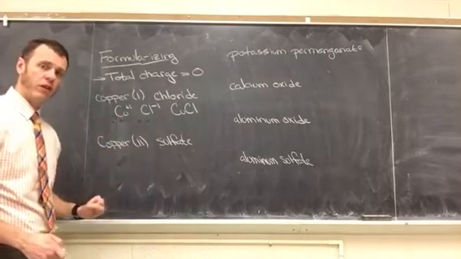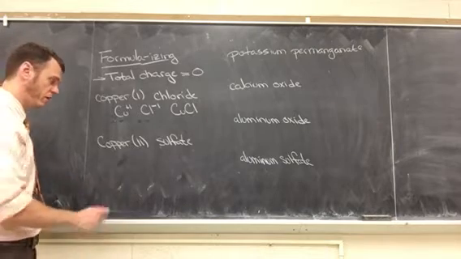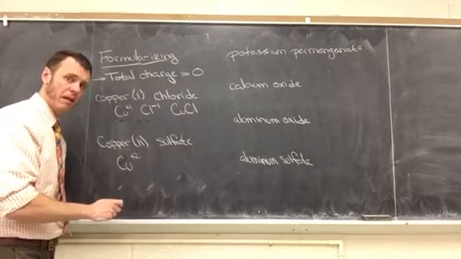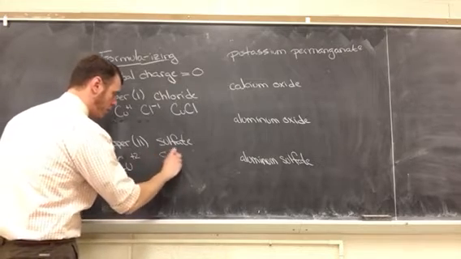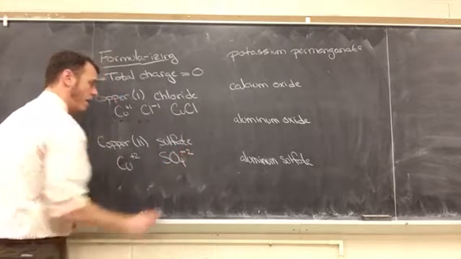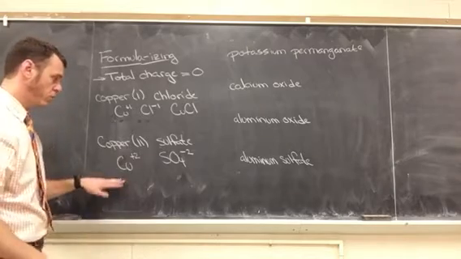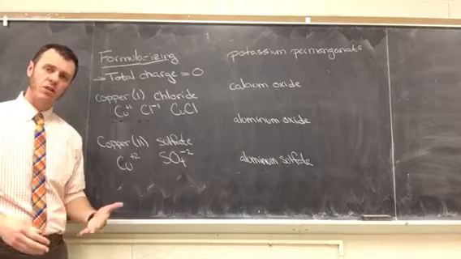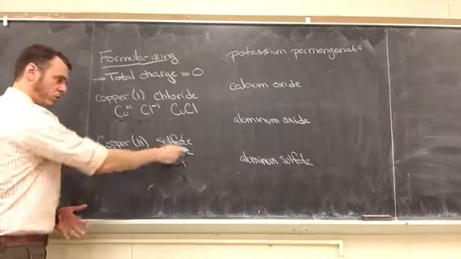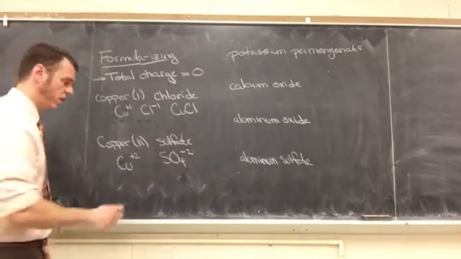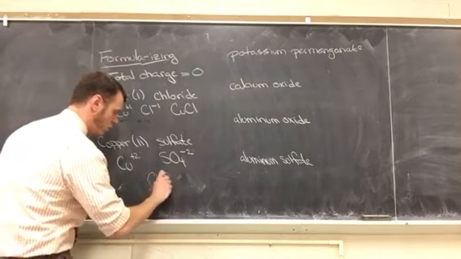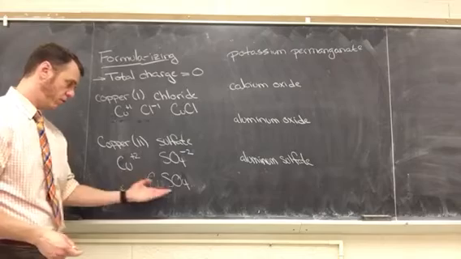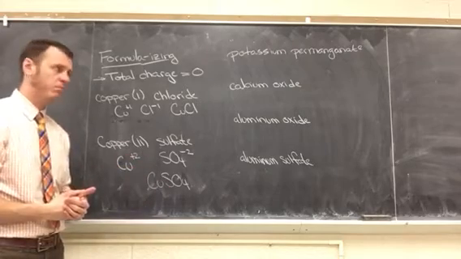Here, copper 2 sulfate. Well, the charge of copper 2 is Cu plus 2. And if you remember the polyatomic ion list, sulfate is SO4, that is also -2. So how many of each of these ions do we need together in order to get the charge to 0? Well, there's +2 and there's -2, so we need one of each. So we get CuSO4. That is our formula for copper 2 sulfate.